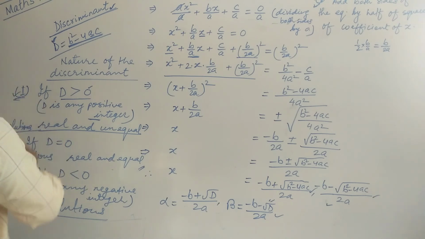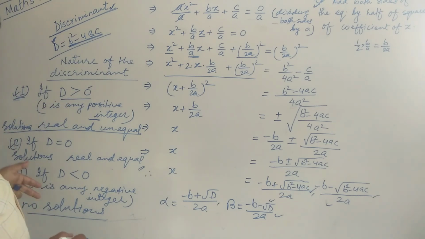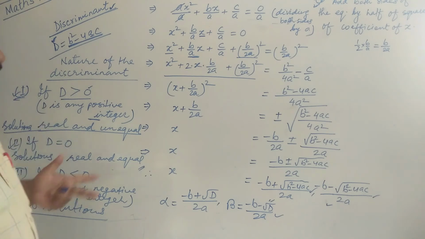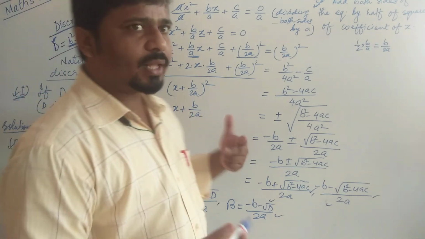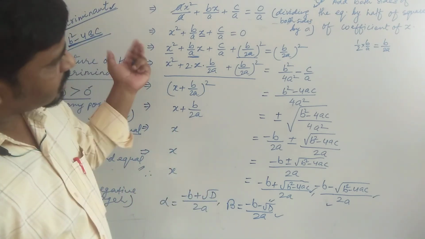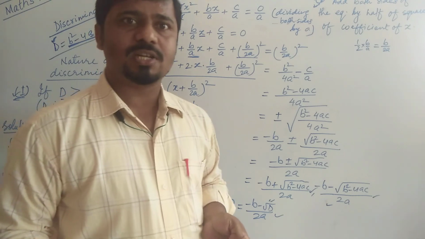So one, two and three: these are the natures of the discriminant, and according to this nature we can decide whether there will be a solution or not. Okay, so let's see some examples related to this chapter, then we will understand better.